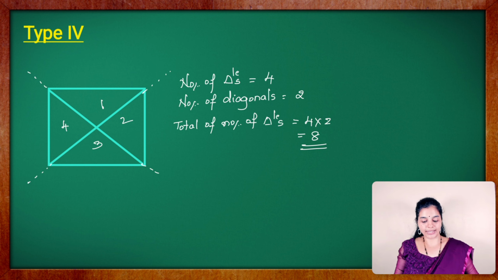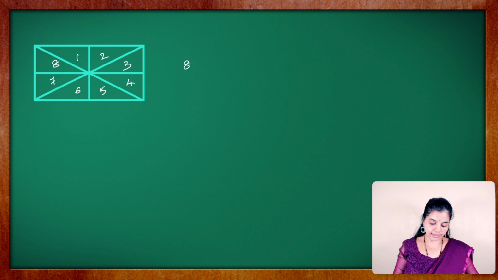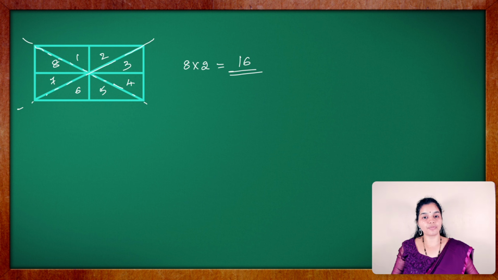So let me consider a few more examples in a similar way. Now look here. How many triangles do you see by your first observation? We have 1, 2, 3, 4, 5, 6, 7, 8. So 8 triangles are there. So I'll write 8, and counting the number of diagonals, we have only 2 diagonals. This is one diagonal. This is the other diagonal. For a square or rectangle, we have only 2 diagonals. So it is 8 into 2, 16. So the total number of triangles in the given figure is 16.